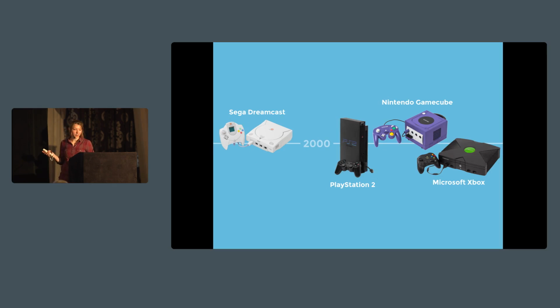A couple of years later, the Sega Dreamcast came out, and that had a built-in modem, and you could get the browser on a disk. And then the PlayStation 2 came out, which had internet capabilities, but also needed a disk.